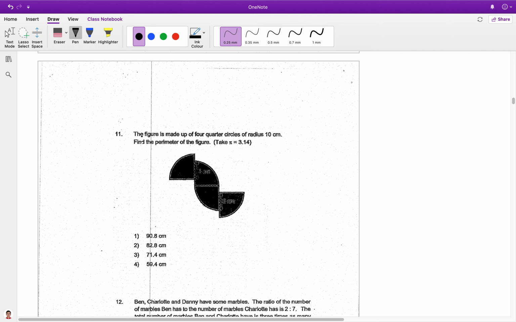Question 11. The figure is made up of 4 quarter circles. Each quarter has a radius of 10 centimeters, right? We want to find the perimeter. It's a very common problem to find either the perimeter or the area. If we find the area, it would be very easy, because it's made up of 4 quarter circles. We can move the quarter circles to form a real circle.